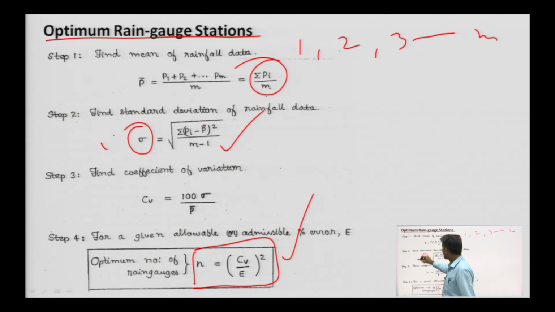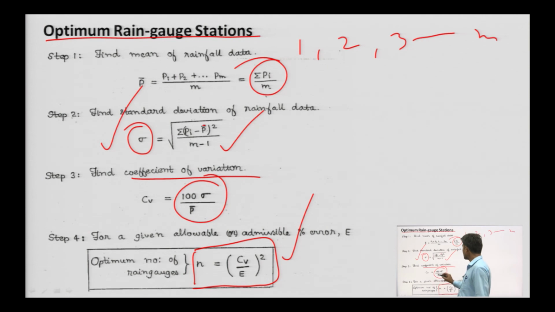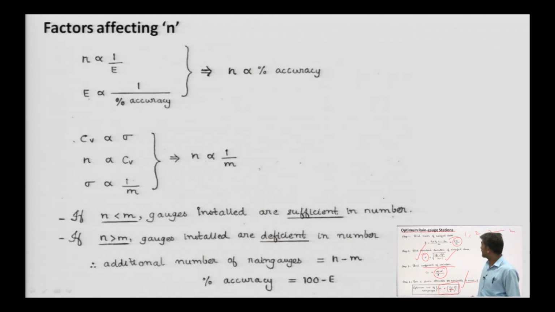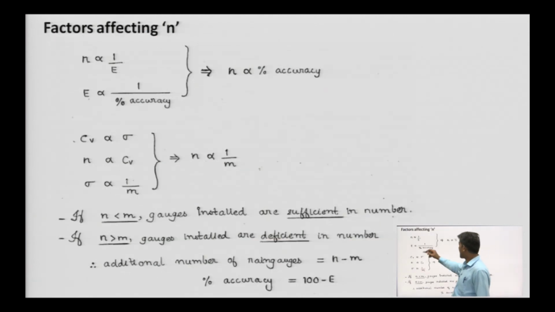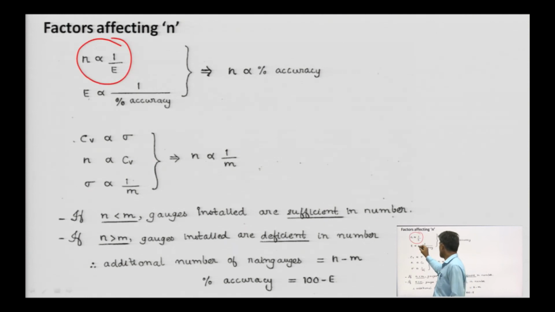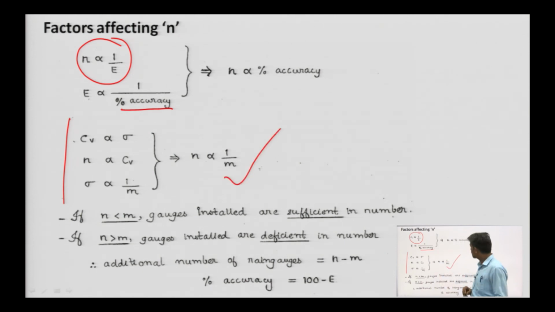If we know the standard deviation, then find the coefficient of variation. Coefficient of variation CV is 100 times the standard deviation divided by P mean, the mean recorded by the rain gauges. The square of the ratio of this CV to the percentage of error gives the optimum number of rain gauges. N is inversely proportional to the square of E, which means accuracy. These are the various parameters you can study.